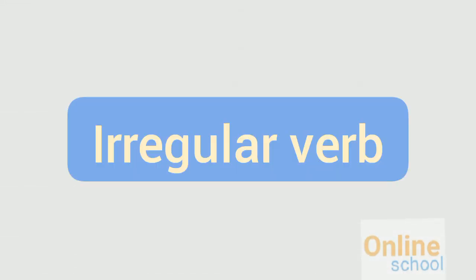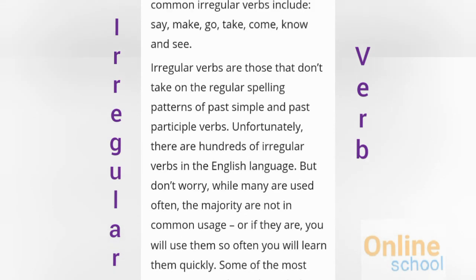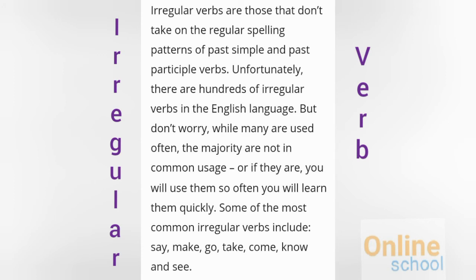Now, irregular verb. Irregular verbs are those that don't take on the regular spelling patterns of the past simple and past participle. Unfortunately, there are hundreds of irregular verbs in the English language. But don't worry, while many are used often, the majority are not in common use, or if they are, you will use them so often you will learn them quickly.